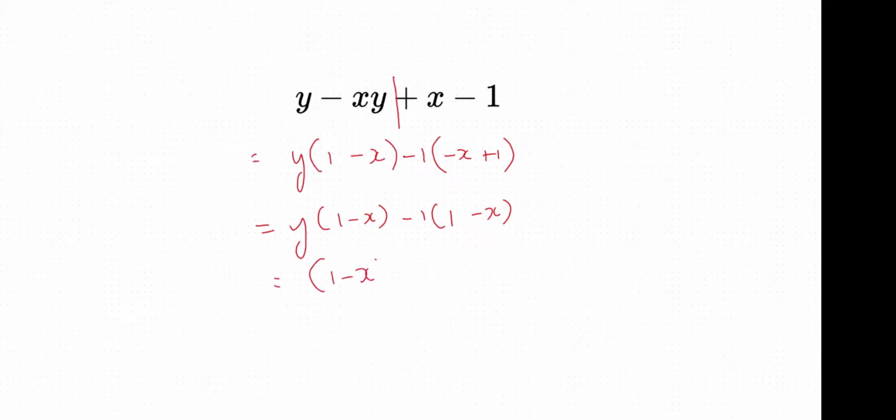And now when we divide the first term by our common factor, so the first term is y(1 minus x), and we divide by our common factor of 1 minus x, that cancels out. We're left with y. And we use the same for the second one. Minus 1 into 1 minus x divided by our common factor 1 minus x. It cancels out, leaving minus 1. And that's your final answer.